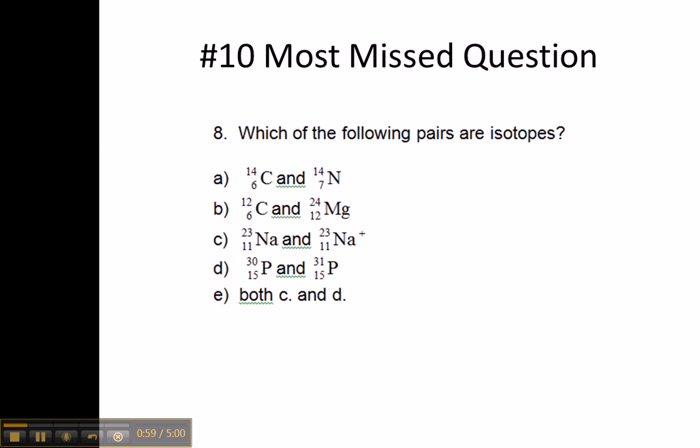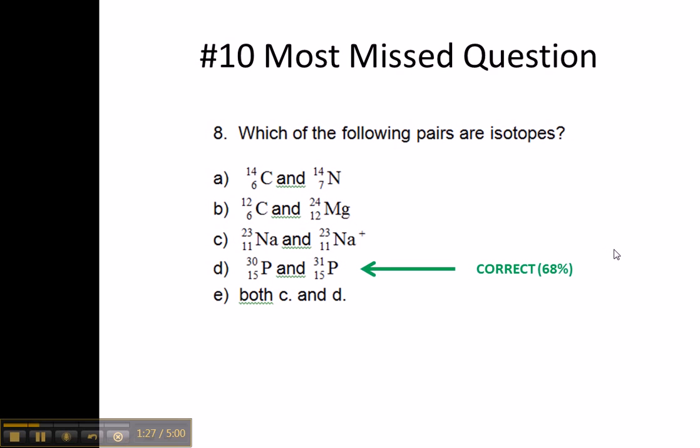You can pause the video here and see if you can select the correct answer. When you have decided whether it's going to be A, B, C, D, or E, and you've made your selection, start the video and we'll get to the answer. Ready? Go. Pause. All right, we are back. Thanks for pausing. What do you think the answer is?